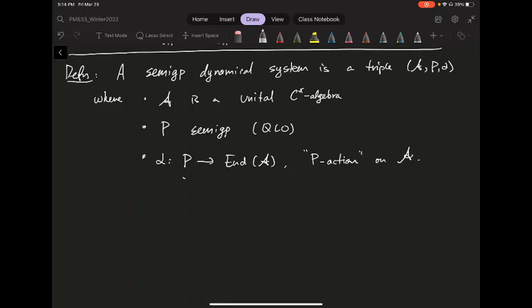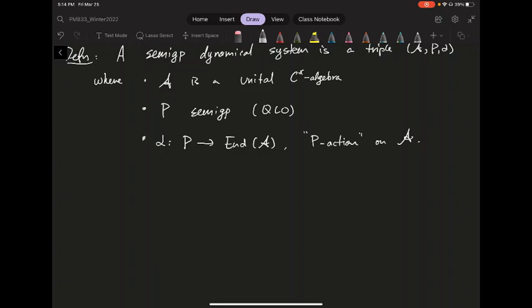So what you end up with is something called an endomorphism. So this is the endomorphism here. The endomorphism just means a homomorphism from A to A. It doesn't even need to preserve the identity. It's just a map which continues to preserve the algebraic operations.